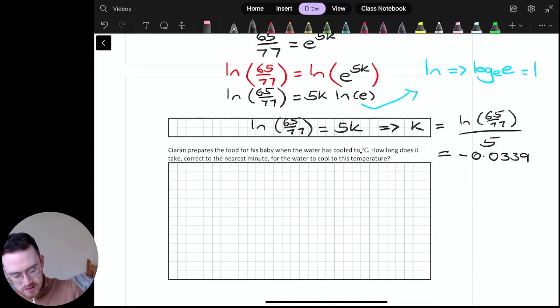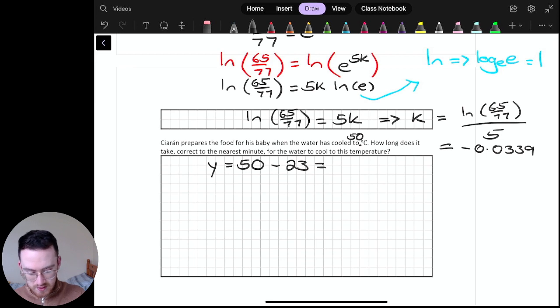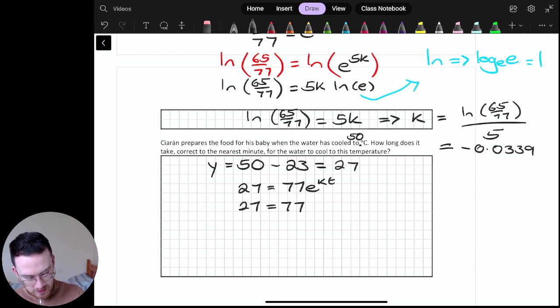Say we said that he's going to make it when the water has cooled to 50 degrees Celsius. The difference is the difference between that temperature and room temperature. So 50 minus 23, and that gives us an answer of 27. So what we have this time is that 27 is 77 e to the power of kt. And again, we actually do know what k is there, so we can sub that in as well.